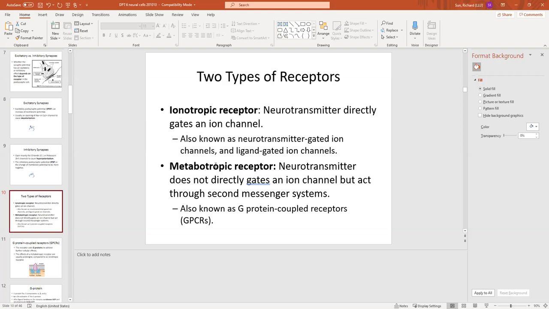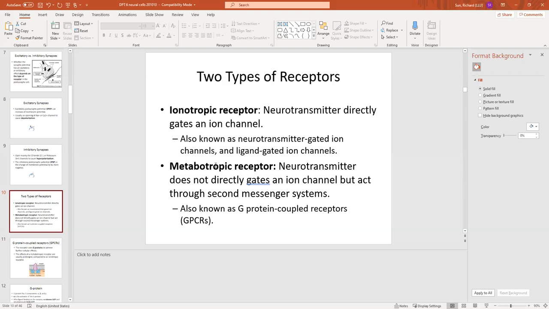One is ionotropic, where the neurotransmitter directly gates an ion channel. This is also called a neurotransmitter gated ion channel or ligand gated ion channel. So that's the one that we see many, many times, nAChR, et cetera, right?